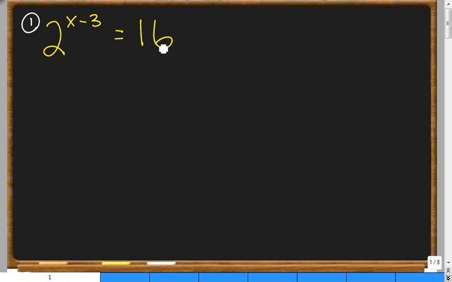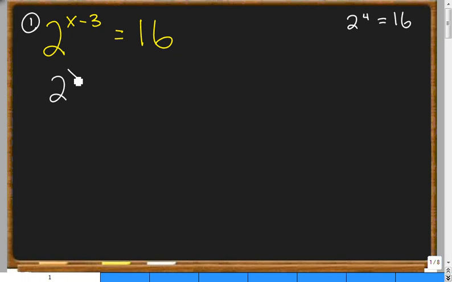So we need to convert either 2 into a base of 16, or we need to convert 16 into a base of 2. Well, I know that 2 to the 4th power is 16. Or again, you could do this a different way. You could say that 16 to the 1/4 is 2. You could do this either way. It does not matter. I'm going to use 2 to the 4th is 16.